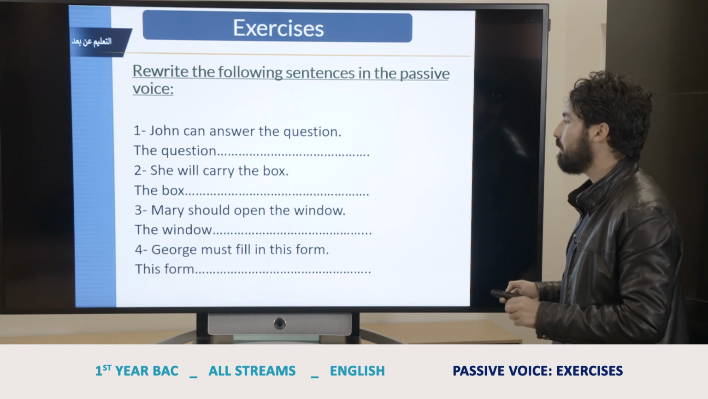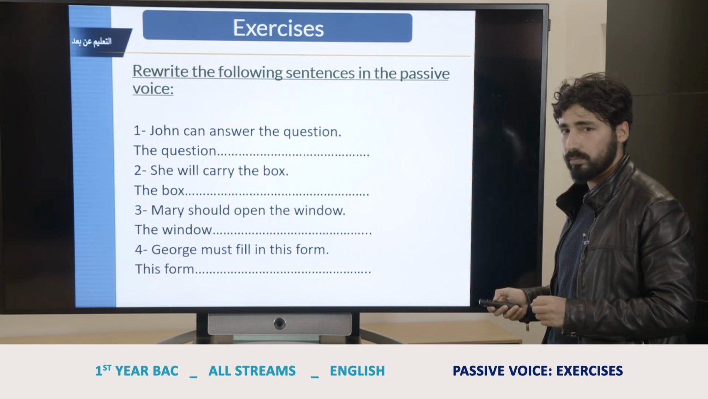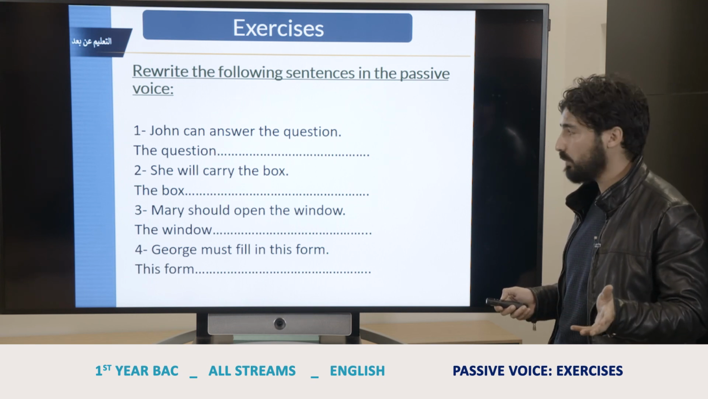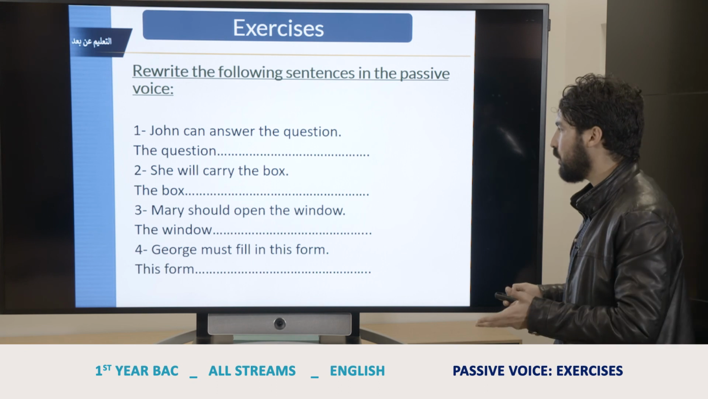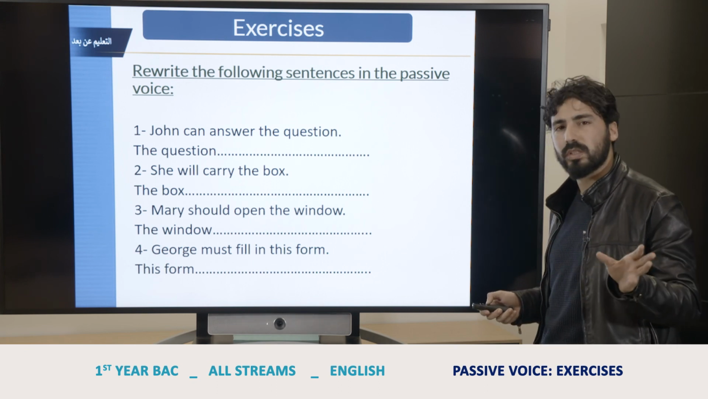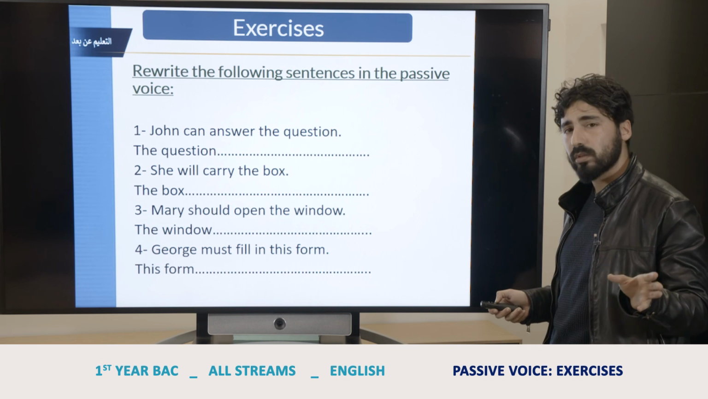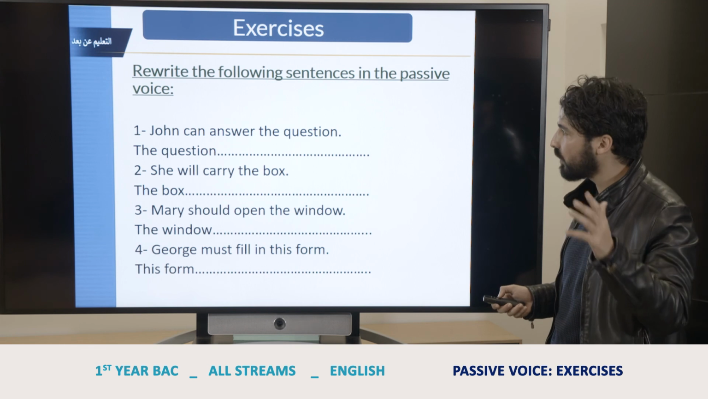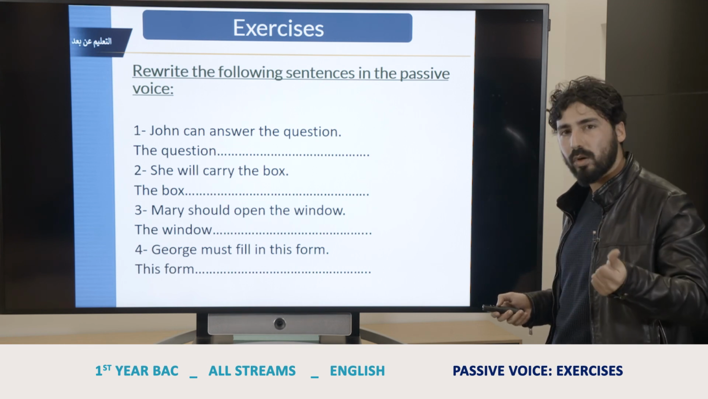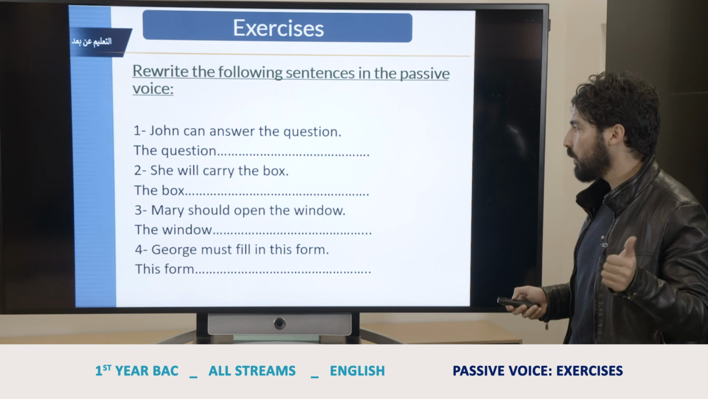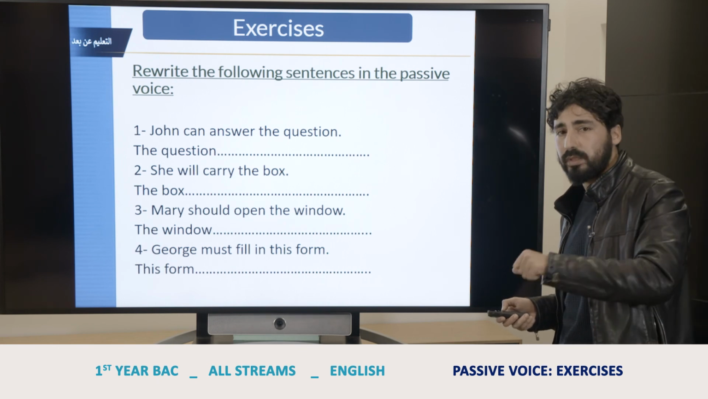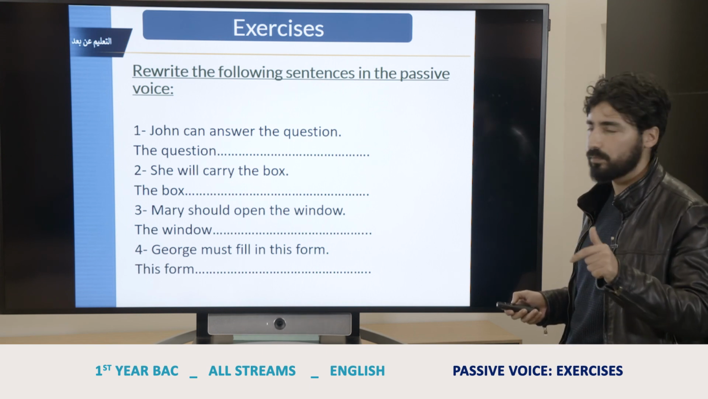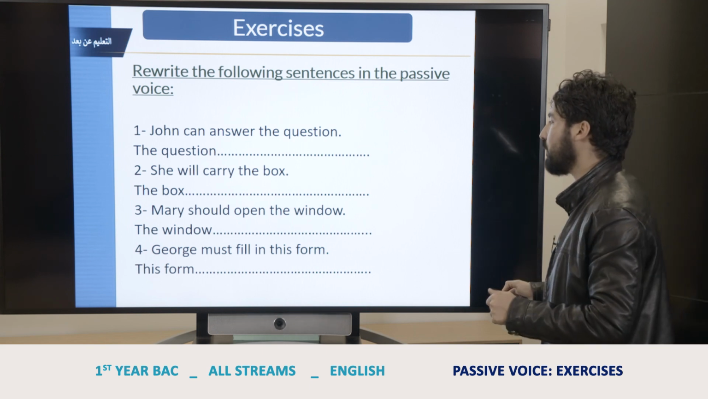Number 3. Mary should open the window. Should is the modal verb. We use it for advice. So the object is the window. We're going to add should with be. Should be. Like the first ones, can be, will be. Now it's should be. The window should be opened. Ed, past participle of the verb open. By Mary.